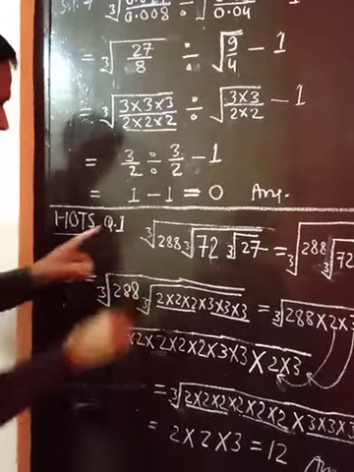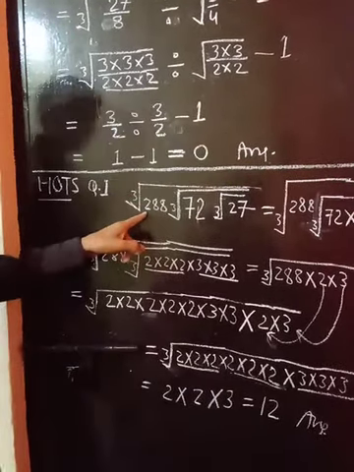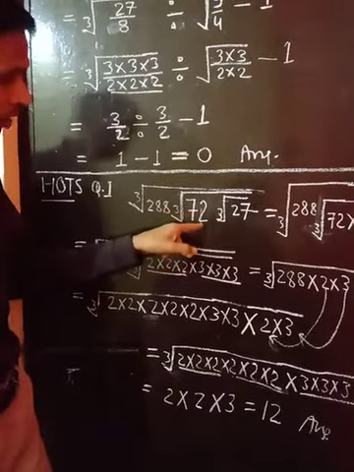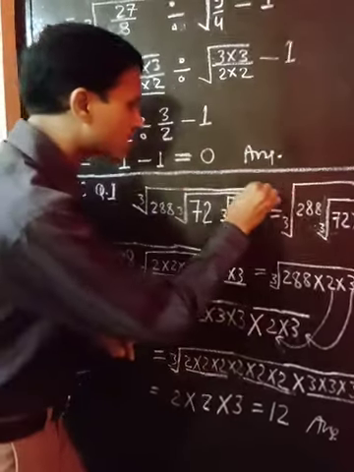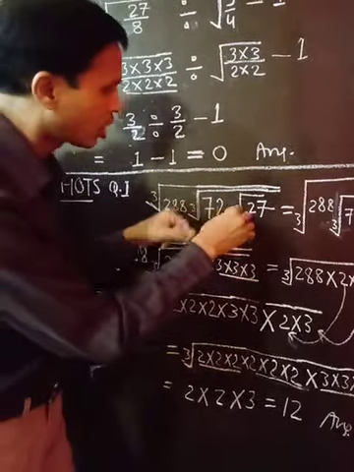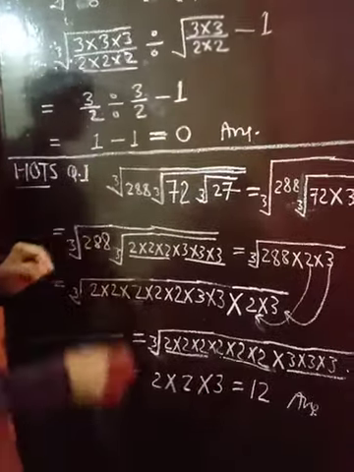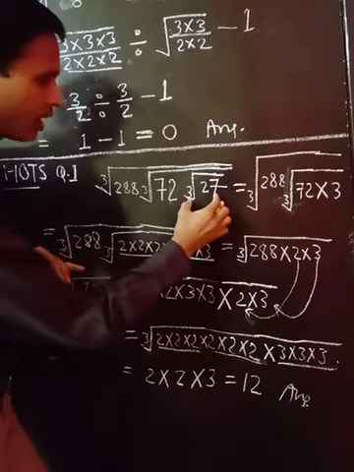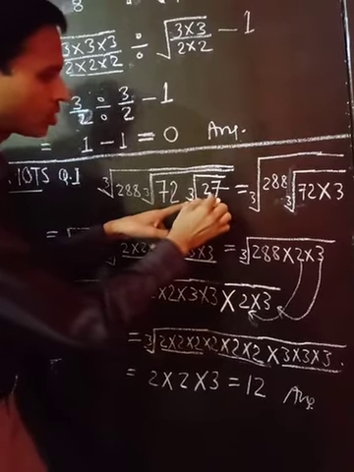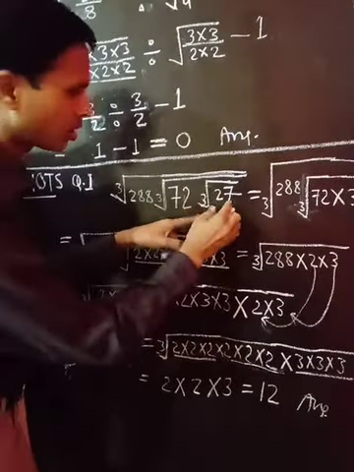Now HOTS question number 1. This is also a very interesting question. Here it is cube root of 288 multiplied by cube root of 72, multiplied by cube root of 27. In between, no sign means multiplied. This is how it is given. So how will we solve it? First of all, we will solve this. We will find the cube root of 27. As you know, the cube root of 27 is 3 because 3 into 3 into 3 is 27.